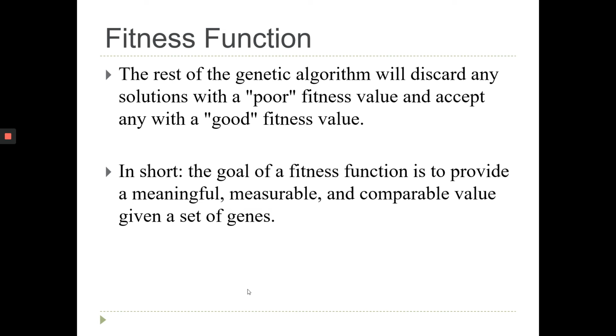The rest of the genetic algorithm will discard any poor solution, as I said. If you have poor solutions, because we use a fitness function or objective function, those solutions in the population can be neglected and we keep the best solutions. In short, the goal of the fitness function is to provide meaningful, measurable, and comparable values for a given set of genes or a given set of chromosomes. If you have a population size of 5, you have 5 solutions. How do you compare between all these 5 solutions? Of course, using the fitness function.